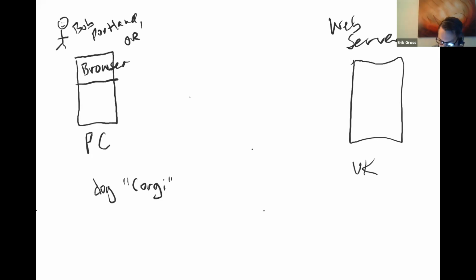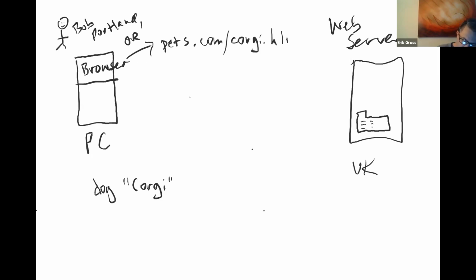Good. So that means that down inside, that's a folder symbol because I'm not an artist, files and folders. There's folders on this web server computer, and they contain files. And those files are web page files. They are written in such a way that if they arrive to a browser, the browser can read through them and make something display on the screen. That's what they are. So the way it works is this. Bob goes to his browser and he says, please get me pets.com/corgi.html or similar. Probably just found a little link and he clicked on the link.